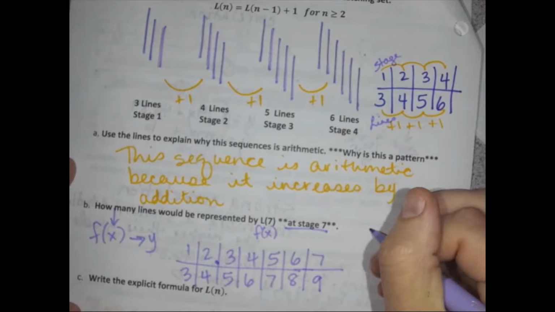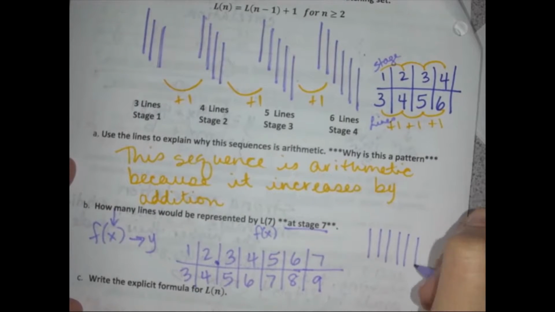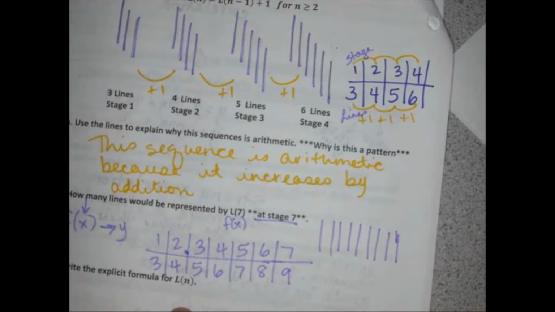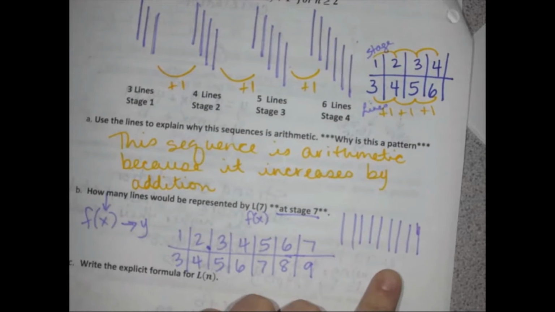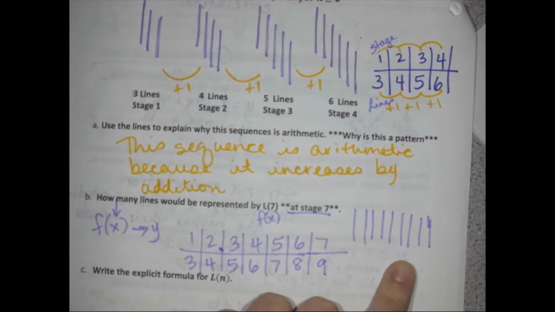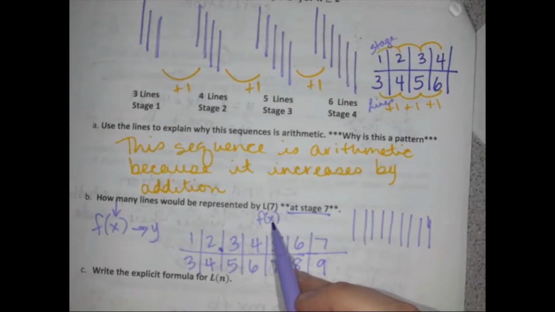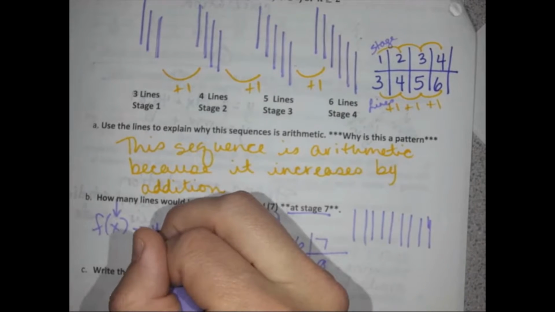So if I was at stage 7, my pattern would look like this. 9 lines. Remember, I'm putting in 7. What's going into my function, into my sequence, is 7. What's going to spit out?